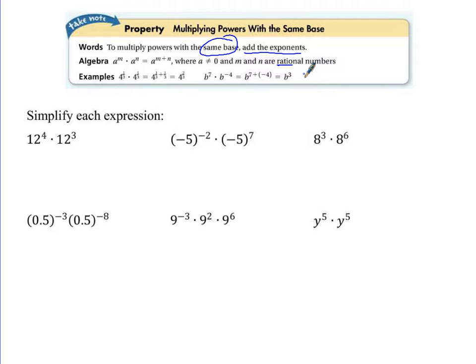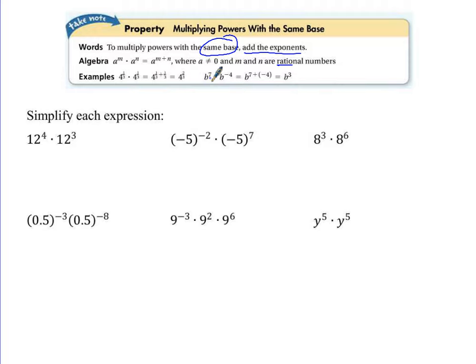For example, if I had 4 to the 1/3 times 4 to the 1/3 again, those are like bases, so we're going to add the exponents. What's 1/3 plus 1/3? 2/3, and that's why we get 4 to the 2/3 as our answer. And then that's it, we're done.